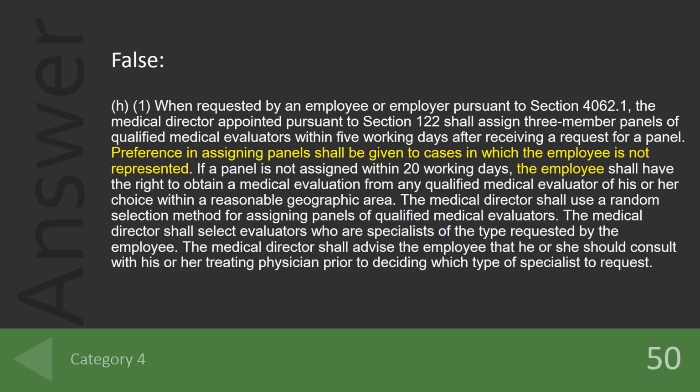So the take-home message here is that unrepresented injured workers have a lot of power when it comes to the selection of a panel of qualified medical evaluators. Okay? And let's wrap this section up.